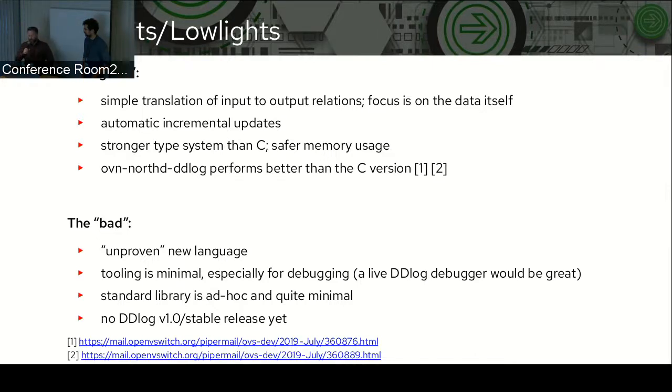There's not much in the way of tooling for it, especially when it comes to live debugging. And the standard library, you can tell, was written basically as needed as opposed to being planned out. And also the fact that there's not a 1.0 version of the language lends to the idea that the language isn't as mature, or as, I don't want to call it stable, but it's not where we'd like it to be.